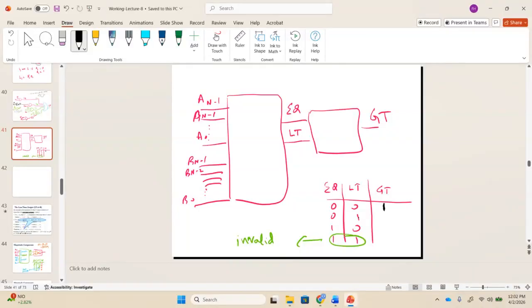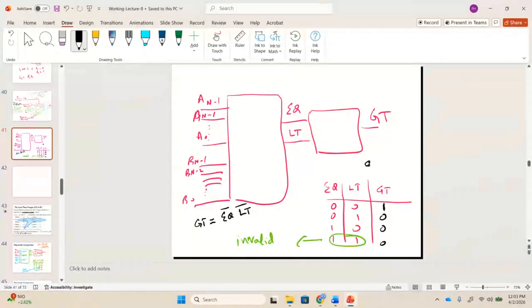And in both cases, because A is less than B, GT will be 0 here, and let's assume it will also be 0 here. So what is GT here? If we want to find the expression for GT, GT will be equal to what? GT will be equal to EQ bar LT bar.